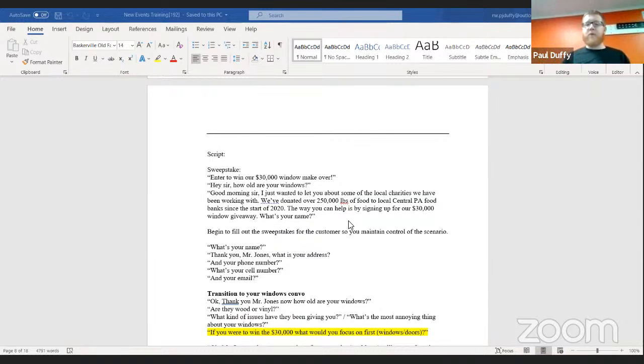And then here's the key point right here. Whenever you can do that individually, when you're talking to someone individually like that: "Good morning, sir. I just want to let you know about some of the local charities that we've been working with. We've donated over 250,000 pounds of food to local central Pennsylvania food banks since the start of 2020. The way that you can help us is by signing up for our $30,000 window giveaway. What's your name?" A couple important points there to remember.